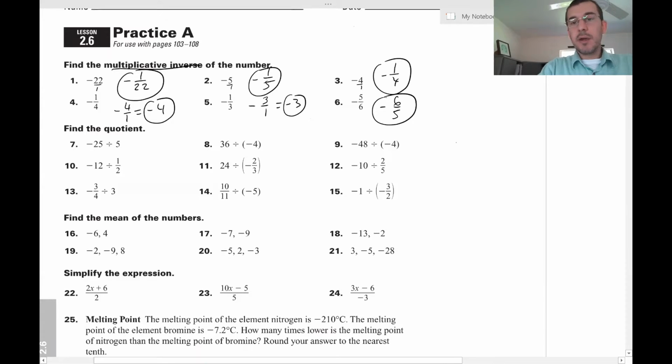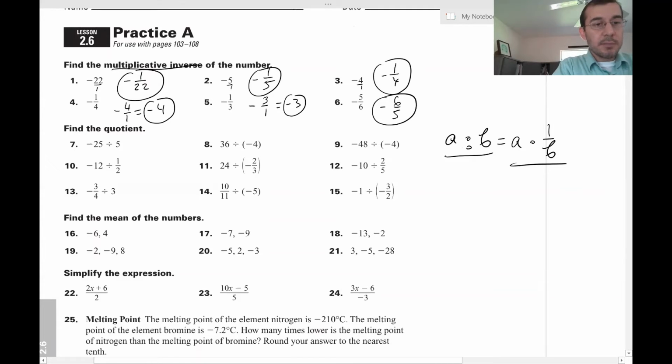Another thing is when you have a number a and you're dividing a divided by b, this is the same as multiplying a by the multiplicative inverse of b. So a divided by b is a times 1 over b. When you multiply the multiplicative inverse of b to a, that's how you're dividing a by b.